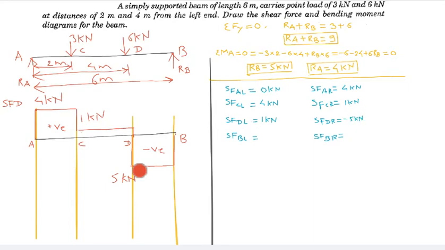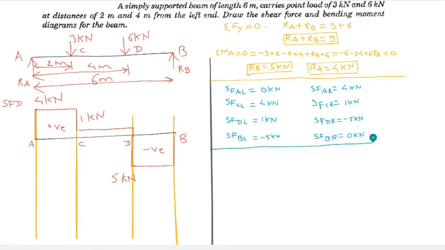Then at B from left it is equal to minus 5 kilonewton, and from right there is no force, no shear force diagram, so it is equal to 0. So minus 5 kilonewton, then shear force at B from right is equal to 0 kilonewton. In this way we have found the values of shear forces at different points.